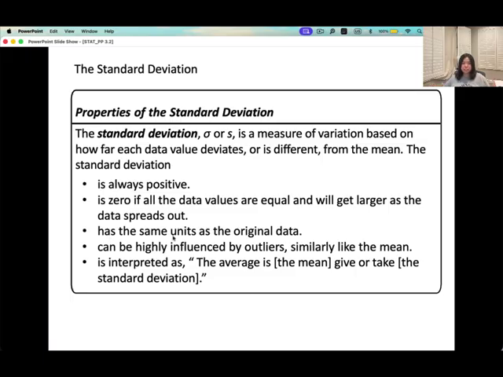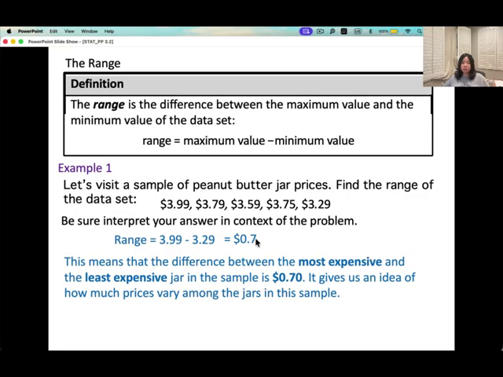Number 3, has the same units as the original data. So from the previous example, we are talking about the peanut butter jar price. So the unit is dollar. When you calculate the standard deviation, the unit is also equal to the dollars.